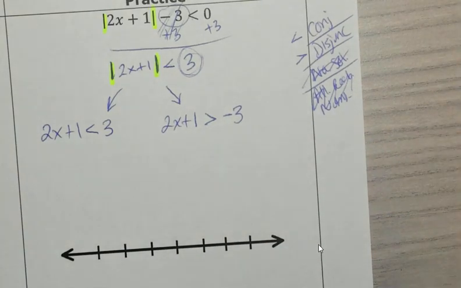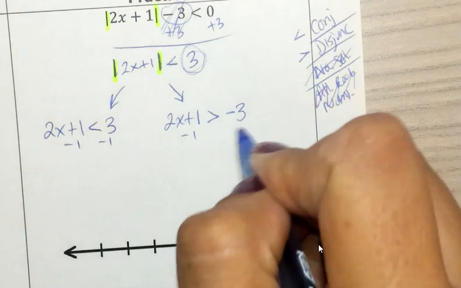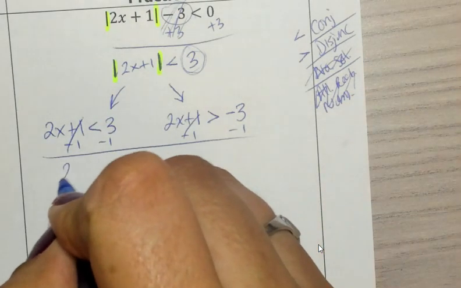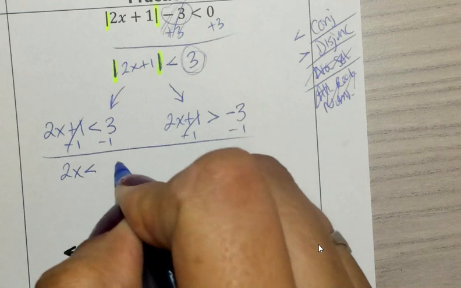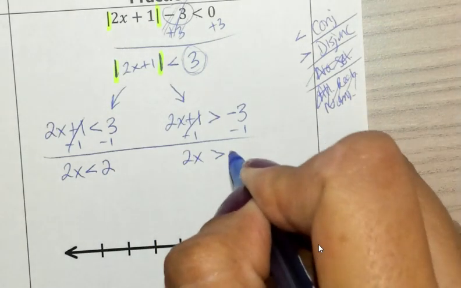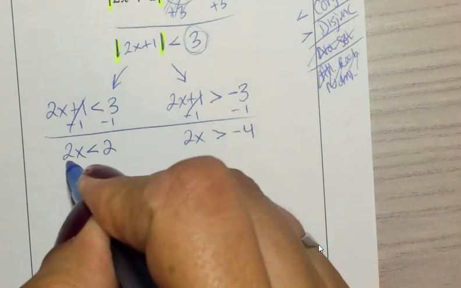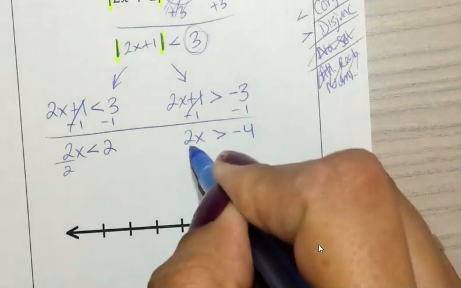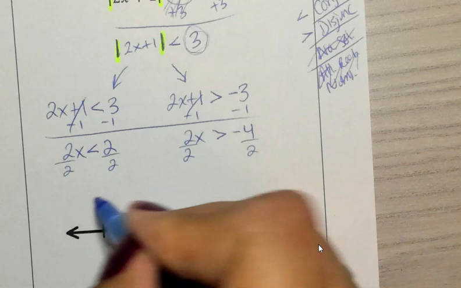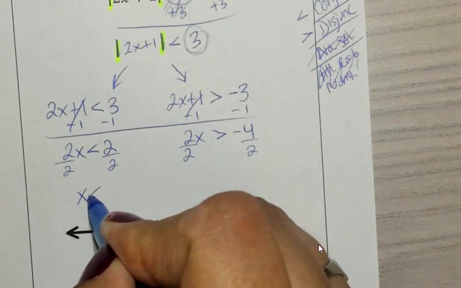To solve for this, we're going to now subtract 1 on both sides. I'll do both at the same time just so we can get them together. So 2x less than 2, and then 2x greater than -4. The next step will be to divide by 2 to get rid of the coefficient of 2. And we're going to divide the other side by 2 as well. Because we did not divide by a negative, we're going to keep the symbol.